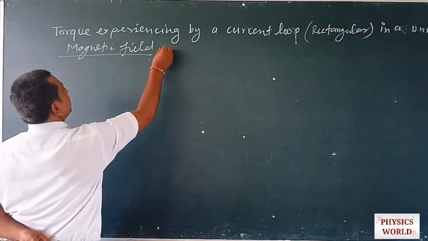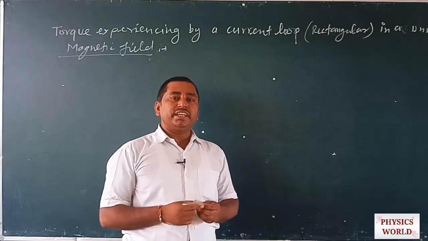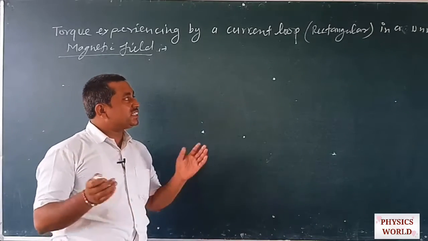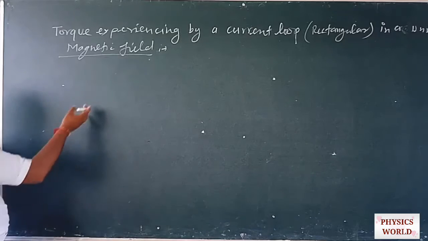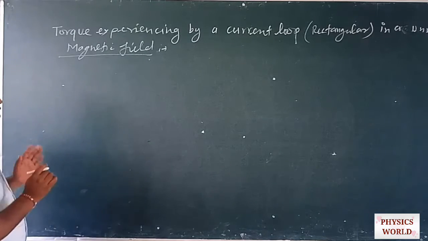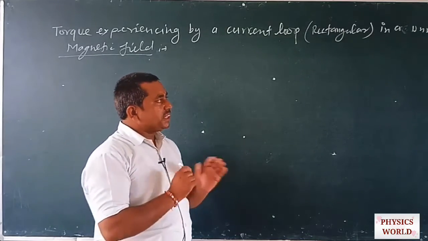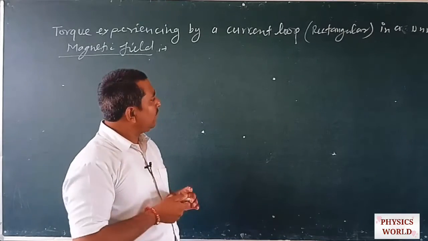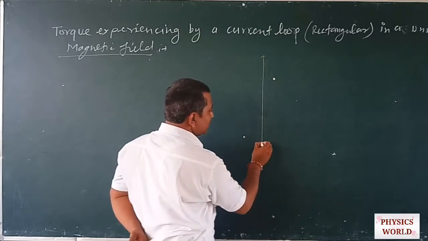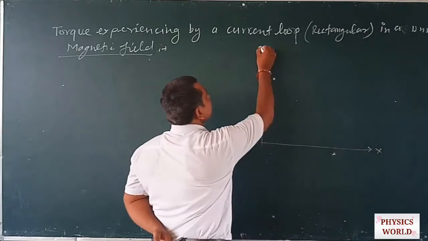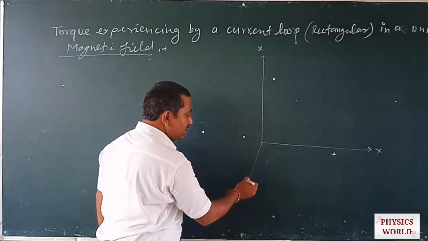So this is our topic, and we want to calculate how much torque can be experienced by a rectangular coil when placed in a uniform magnetic field. For it, let us assume that we have a rectangular coil which makes some angle with the direction of the magnetic field. To represent the direction of the magnetic field and the plane of the coil, we assume that this is the direction of the y-axis and this one is the x-axis, and the other is along towards you, that is the z-axis.